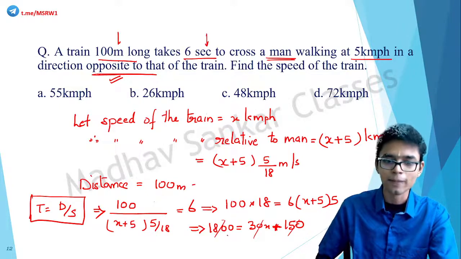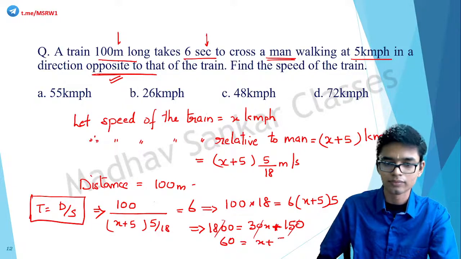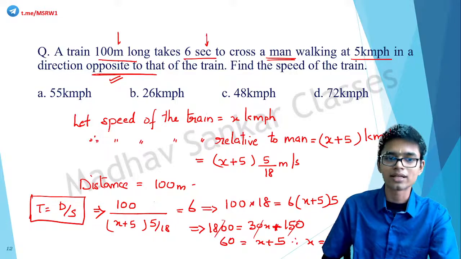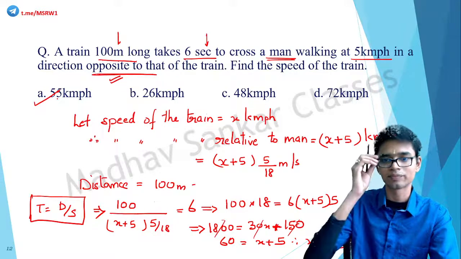So this will be, correct. Therefore, x is equal to 55 kilometers per hour. Okay, answer is 55.